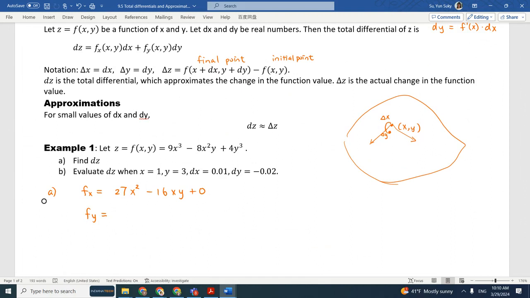Stephanie, what's the derivative of 9x cubed? 0, right? Okay, good. And Gabby, what's the derivative with respect to y? 8x squared, yes. And Paige, what's the derivative of 4y cubed? Yes. Okay, so we find all the first partial derivatives.